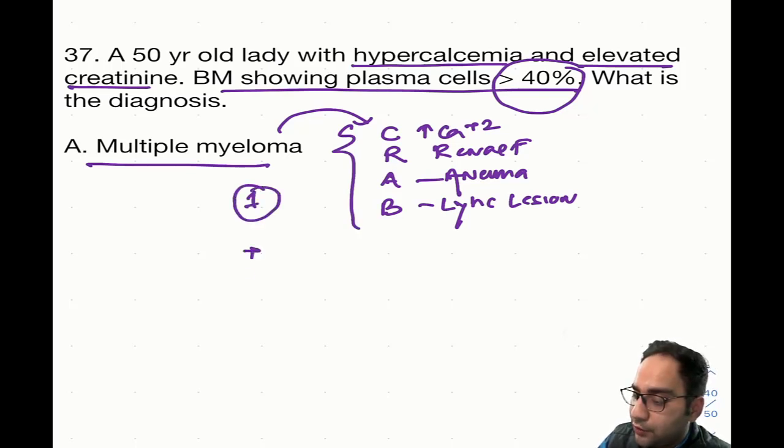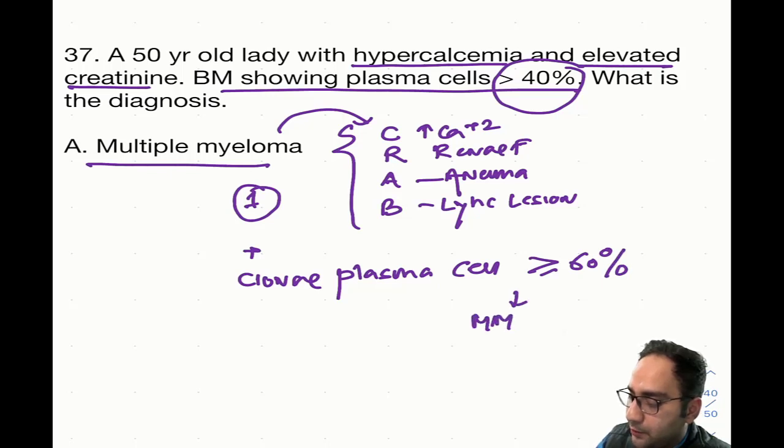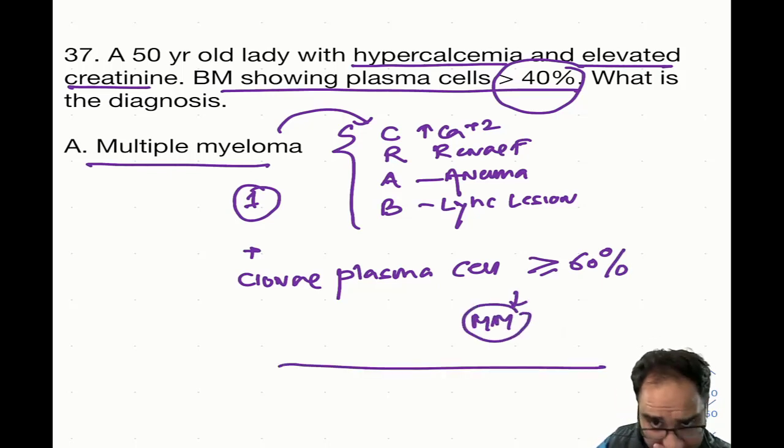Along with that, you need to have a clonal plasma cell population more than 60% to diagnose multiple myeloma, right? To diagnose multiple myeloma. But here you have been given a percentage of 40. So students who are listening to this, please comment in the comment box whether you were given option of 40 or not. Because this patient is definitely symptomatic. Is definitely having symptoms. Having said that, patient is having hypercalcemia with elevated creatinine.